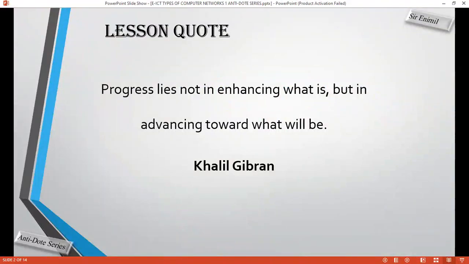Now let's begin: progress lies not in enhancing what is, but in advancing toward what will be. So Khalil Gibran said this. Now, if you want to make progress, let's take a goal for instance.